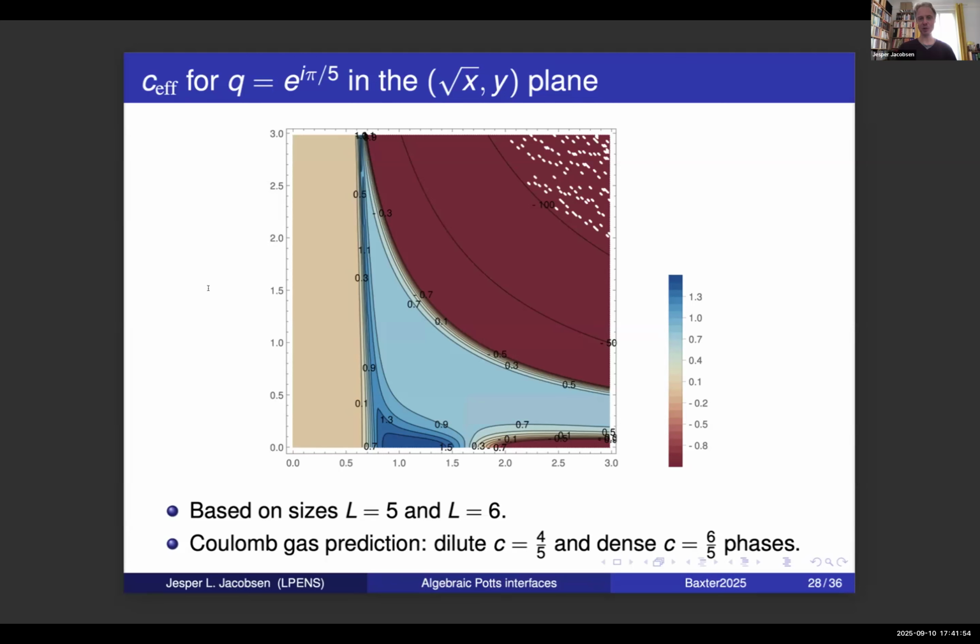So there's going to be a huge region here, light blue, where the central charge is 4/5. And then there's going to be a special line, some ridge, along which the central charge is 6/5. So that is the equivalent of the dilute and the dense phase in the usual loop model. So this web model has, again, these dilute and dense phases, and that's true for any value of q.